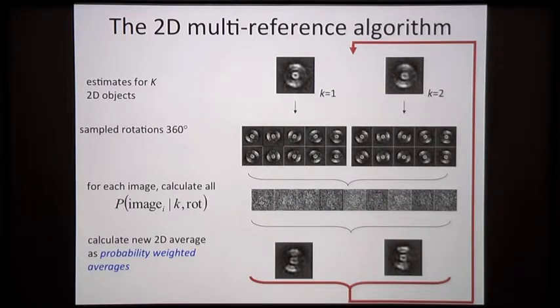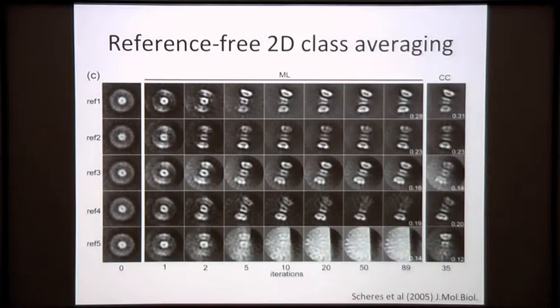Okay? Now, what we then saw what happens, for example, this is for a real data set. This was on large T antigen cryo-EM projections.